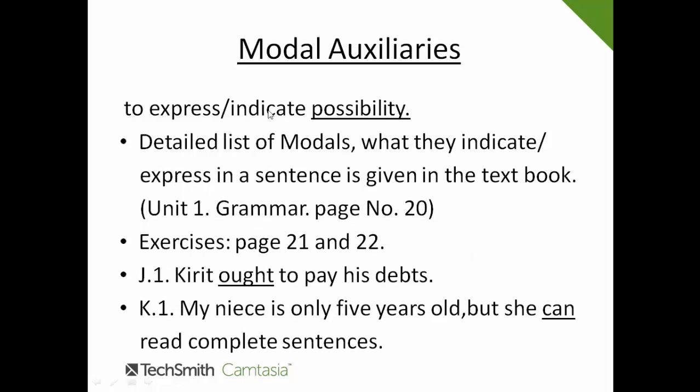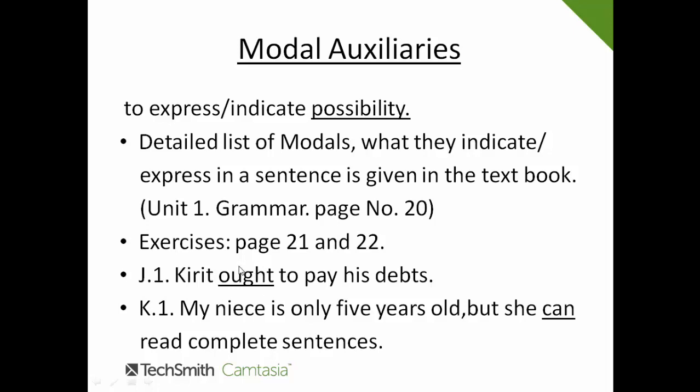These are some of the examples of modals. You will find more examples in your textbook. A detailed list of modals, what they express, and example sentences is given in your textbook, Unit 1 Grammar, page number 20. Kindly go through it. Now, coming to the exercises listed on pages 21 and 22, one each has been solved for you here.